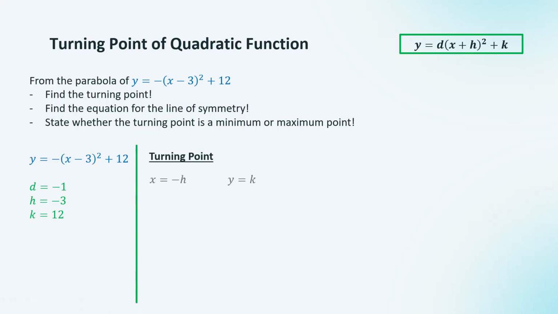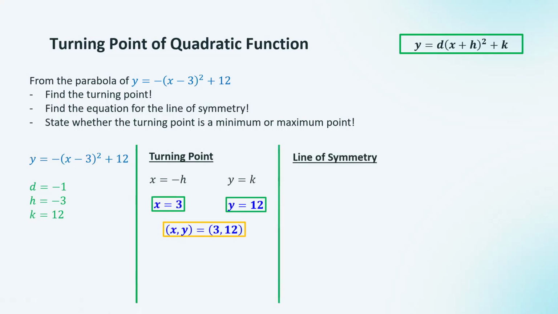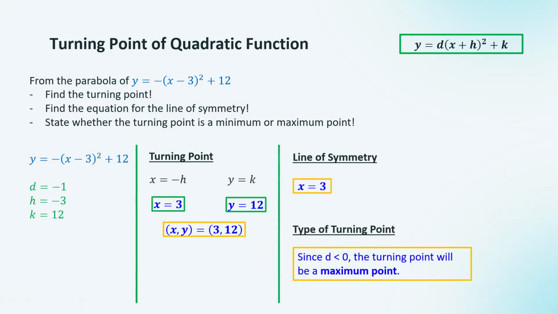So the turning point is going to be x equals -h and y equals k. So the turning point is going to be (3, 12). After this, the line of symmetry is going to be x equals 3, and the type of turning point, since we know that d is negative, is going to be a maximum point.